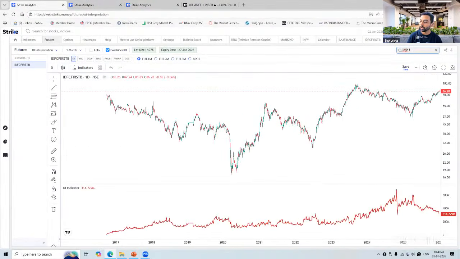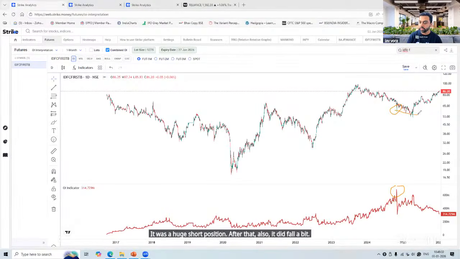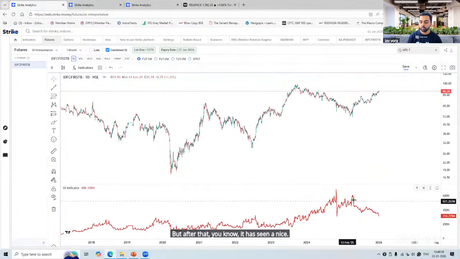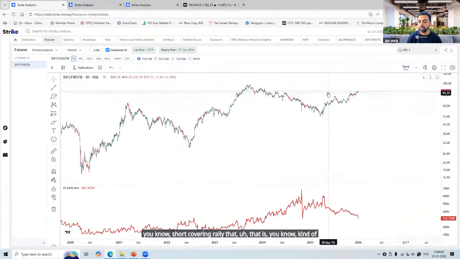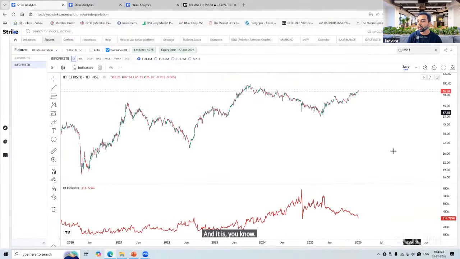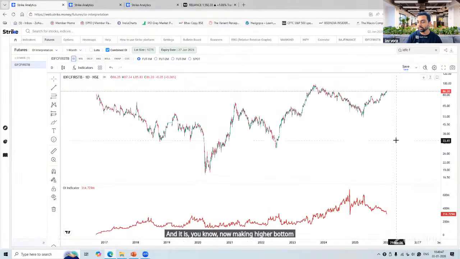You see the shorting that had happened. I mean, around here, it was a huge short position. After that also, it did fall a bit. Okay, from here, if you see, it did go down. But after that, it has seen a nice short covering rally that is kind of playing out. And it is now making higher top, higher bottom structures and so on as well.